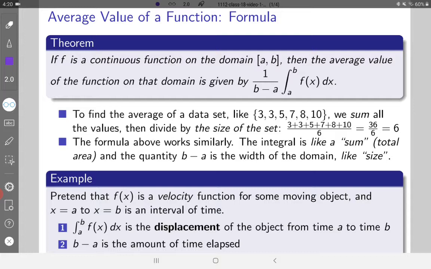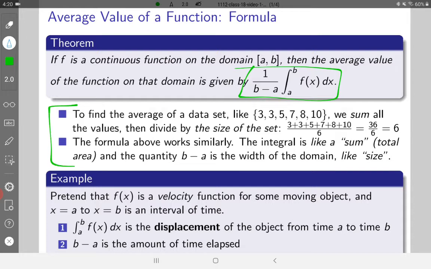Look at the theorem box on the top here. It says that if I have a continuous function on a closed interval domain, then the average value of the function on that domain is given by this particular formula in the box here. Look at what it says. I would evaluate the definite integral of this function f between a and b, the endpoints of the domain. And then in the front, I would multiply by 1 over b minus a, or in other words, divide by b minus a. Let's try to parse that out and see what that's doing and why that works.